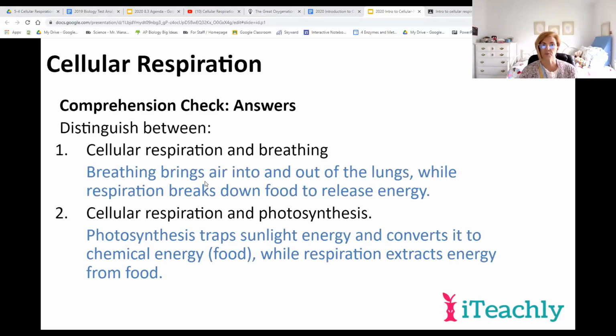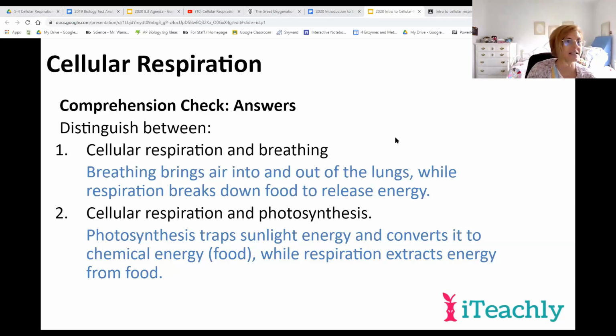So breathing brings air into and out of the lungs. Cellular respiration breaks down food to release energy. Photosynthesis traps sunlight energy and converts it to chemical energy in the form of food, and respiration extracts energy from that food. Got a few more answers. I like that reactants and products are involved. Yep, the products of photosynthesis are the reactants of respiration.